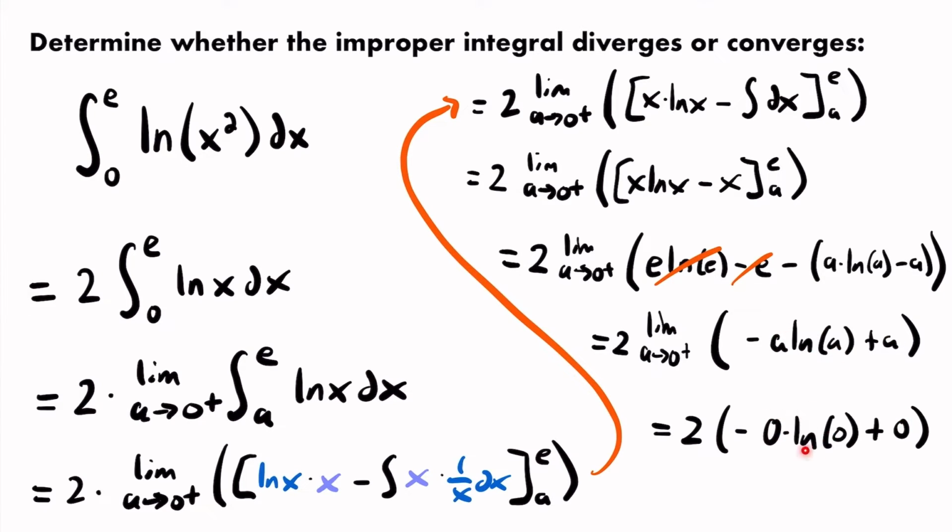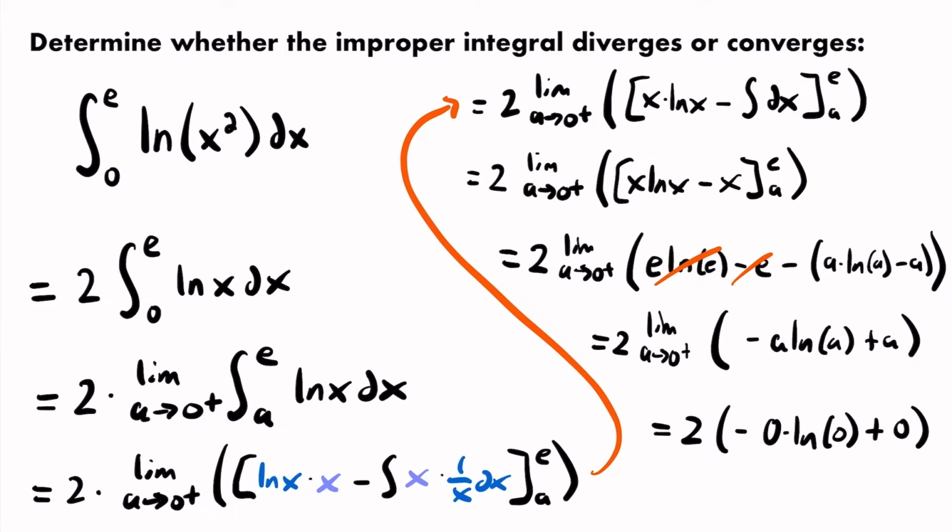But this part right here is a problem. We have 0 times the natural log of 0, but if you remember our discussion from earlier in this problem, the natural log of 0 is an undefined value. We don't know what that is. The natural log function is not defined for x equals 0, and so that is a problem. We can't say that that is equal to some finite value. We don't know what it is.